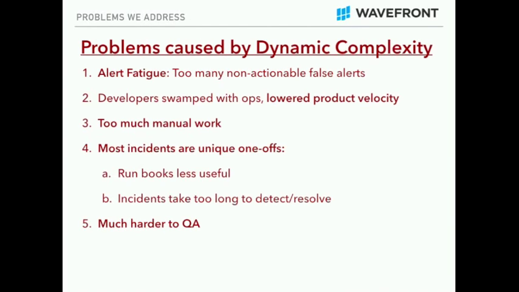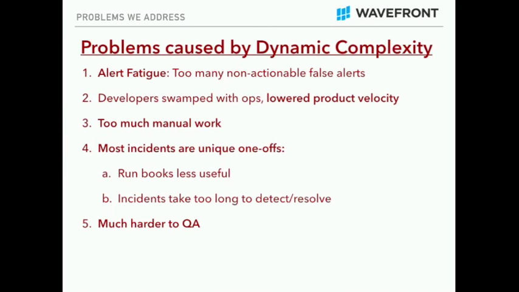So what are the problems caused by dynamic complexity? We'll just go over the top 5 that we see. The first is alert fatigue. Too many non-actionable false alerts burning out your team. In a complex system, you can't judge good versus bad with simple linear thresholds, and that causes many, many false positives.